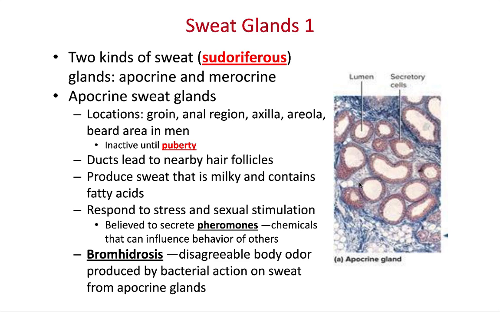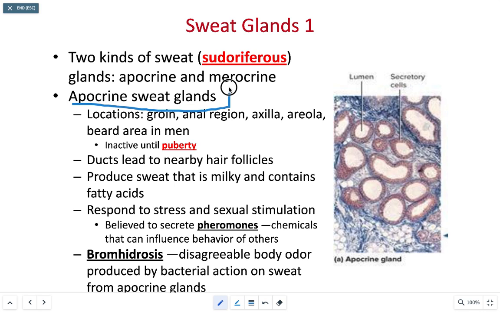The technical or old school name for a sweat gland is a sudoriferous gland. Of those two kinds of sweat glands, we have apocrine sweat glands and merocrine sweat glands, and these glands are located all over our bodies. The apocrine sweat glands are, generally speaking, referred to as the stinky ones. They become activated at puberty, and they're concentrated in the axillary anogenital region, so armpits and groin.